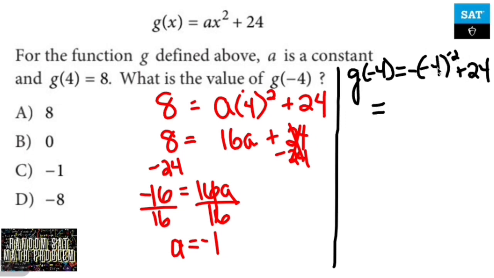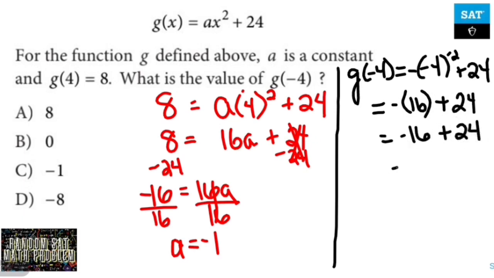-4 squared. Now be careful here. The squared is attached to the parentheses. So if you're thinking PEMDAS thoughts, ignore that negative out there. That negative is still out there. Parentheses squared is going to become positive, so -4 squared becomes 16. And remember, that negative is just kind of hanging out. You add 24, -16 plus 24 is 8. So after all of that, the value of g of -4 is 8. A is my answer.